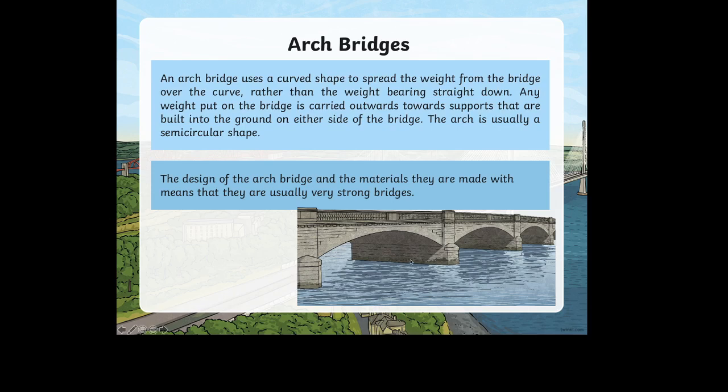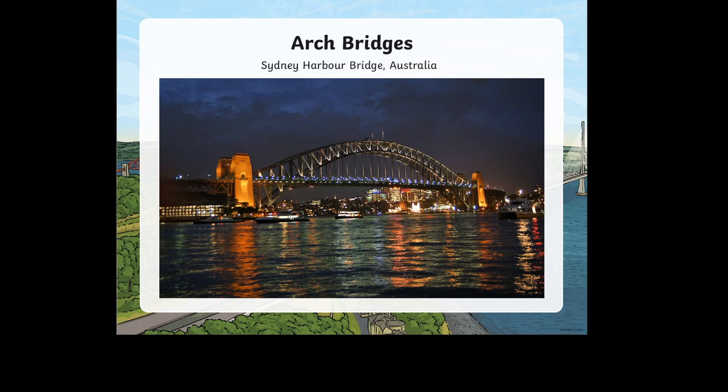The design of the arch bridge and the materials it's made with usually means they are very strong bridges, which is why even today we still use them. But you might find they're made out of steel or something stronger. So the Sydney Harbour Bridge, for example, is an arch bridge. That one is made mostly out of steel. You can actually climb up there, and my wife has done this, all the way to the top. These bits here are made of stone.